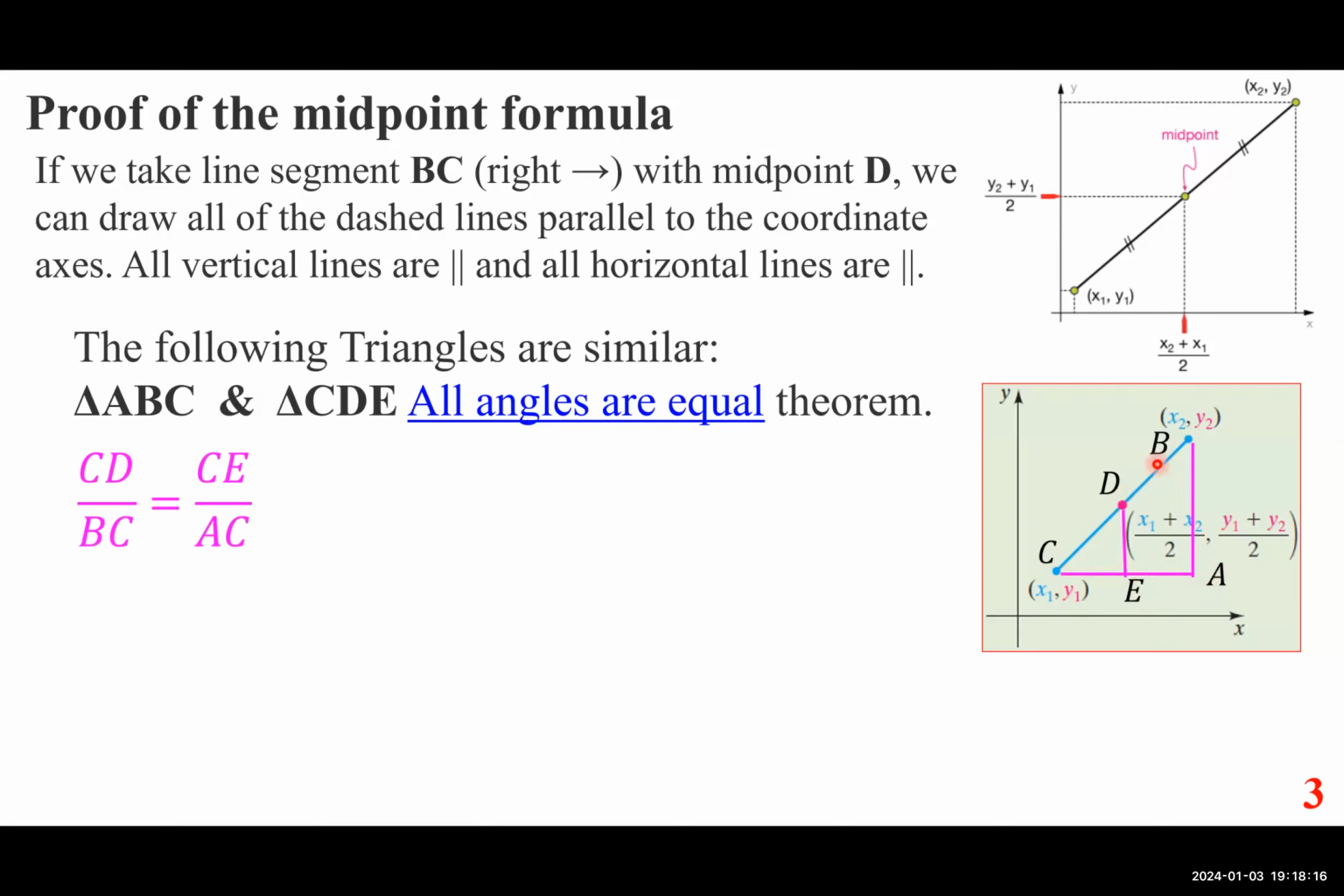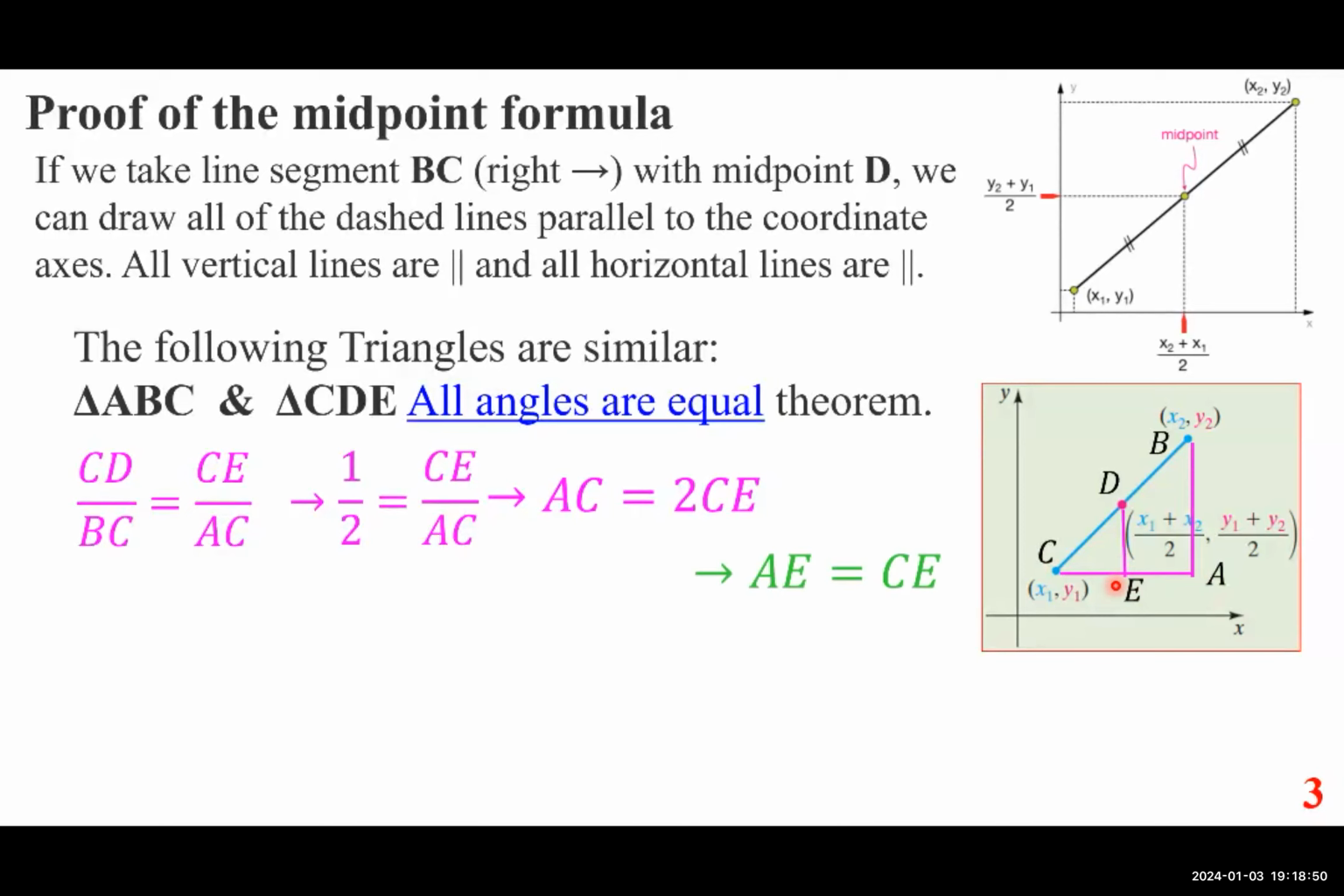Now, CD and BD are the same, therefore CD is half of BC. CD is half of BC. So this ratio is 1/2. So if you do the cross product, AC becomes 2CE. If AC equals 2 times CE, then these two must be the same. AE and EC must be the same.